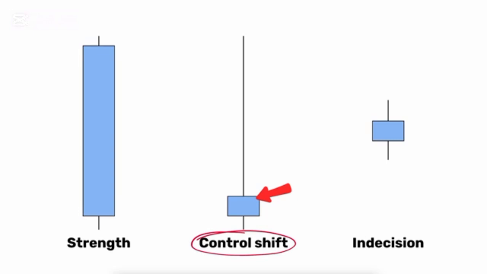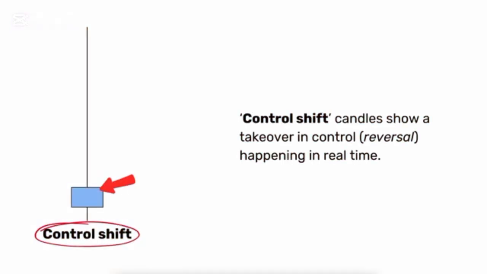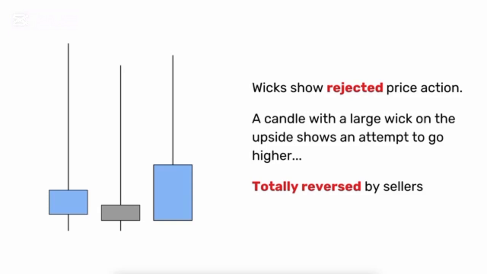So now let's move on to control shifts. So a control shift candle shows a takeover in control or a reversal happening in real time. As we've said, wicks show rejected price action. So a candle with a large wick on the upside shows an attempt to go higher, totally reversed by sellers. The opposite is true with large downside wicks for a market where buyers are taking control over sellers.